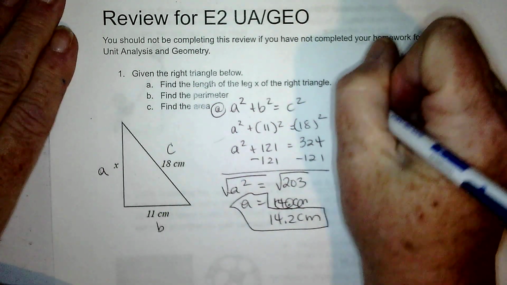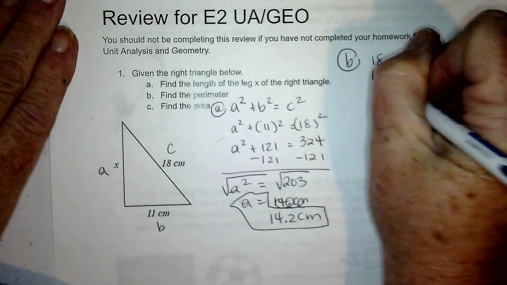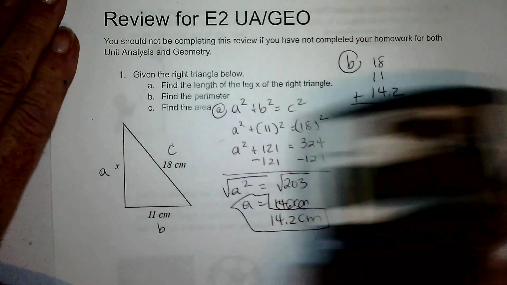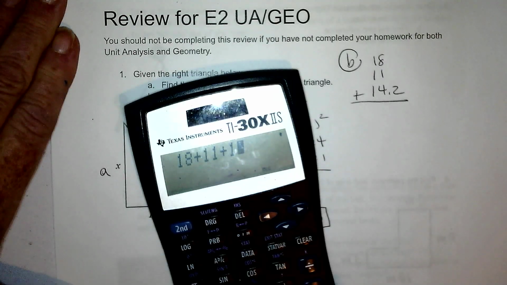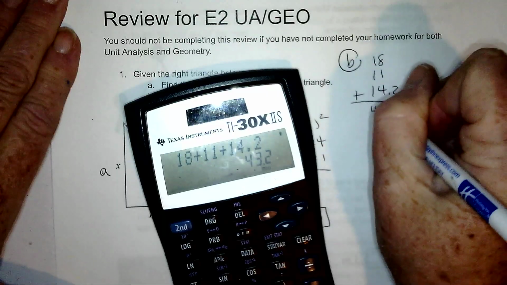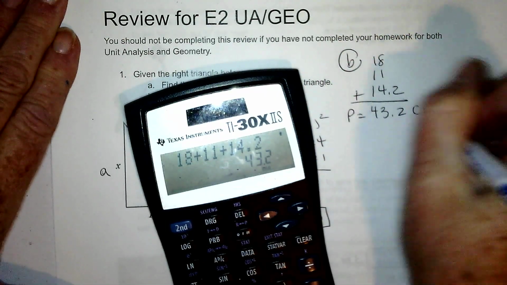B is finding the perimeter, so B is 18 plus 11 plus 14.2. Just add all these up. And that is 43.2. And you can just write P is equal to 43.2, again, centimeters.